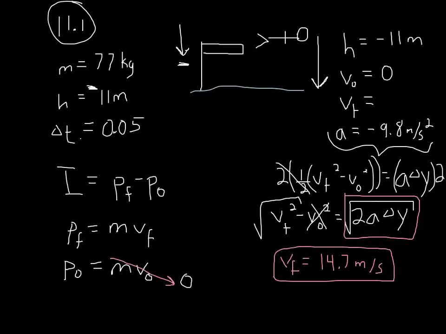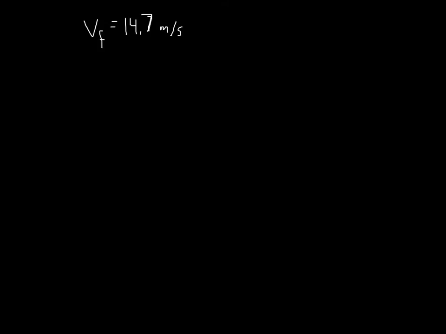So let's keep that in mind and plug in to find what our impulse is. Continuing onward, we know that the final velocity that this guy belly flops with is 14.7 meters per second. We know the impulse is equal to the final momentum minus the initial momentum. We know momentum is mass times velocity, so the impulse is equal to the mass times the final velocity minus the mass times the initial velocity. The initial velocity was just 0 because we started from rest.